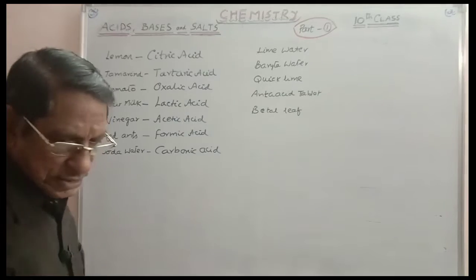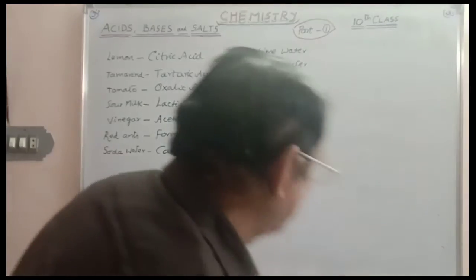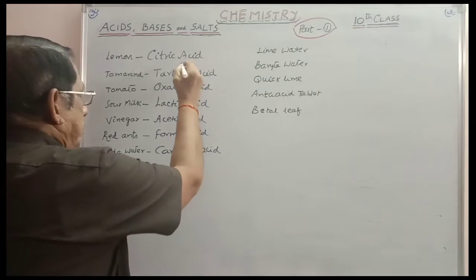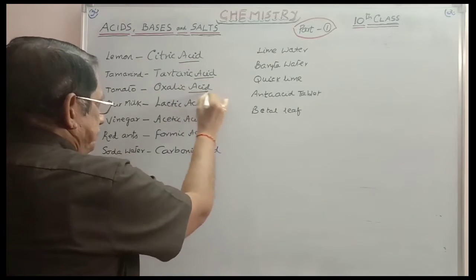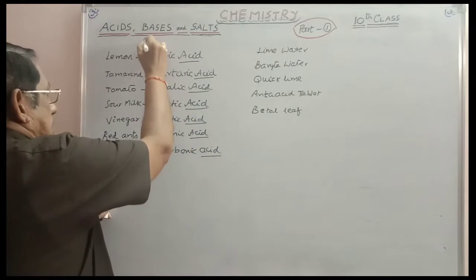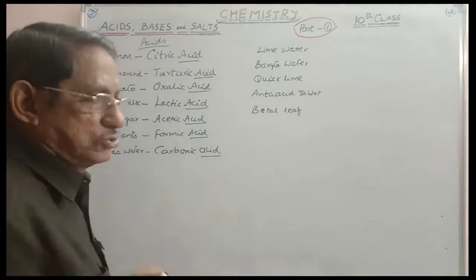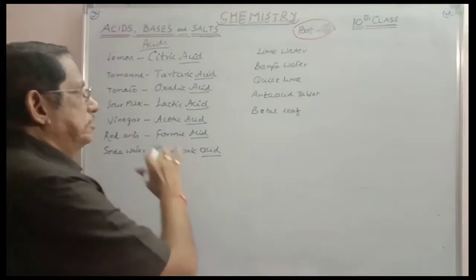So you observe all these, what are present there? Simply all are acids. These are the acids which occur naturally in naturally occurring substances.